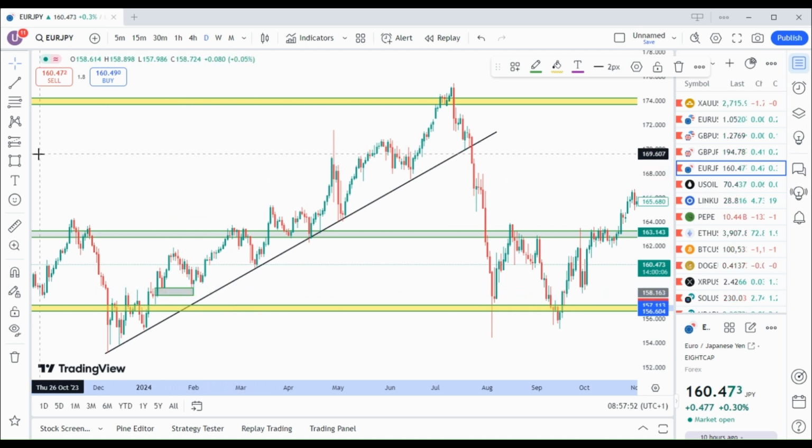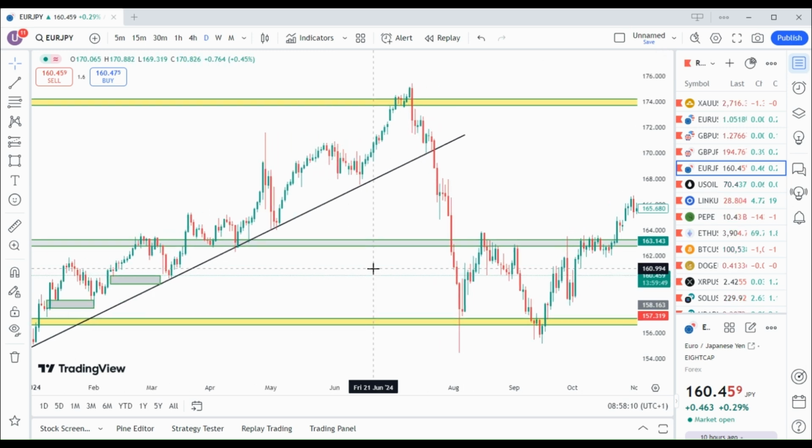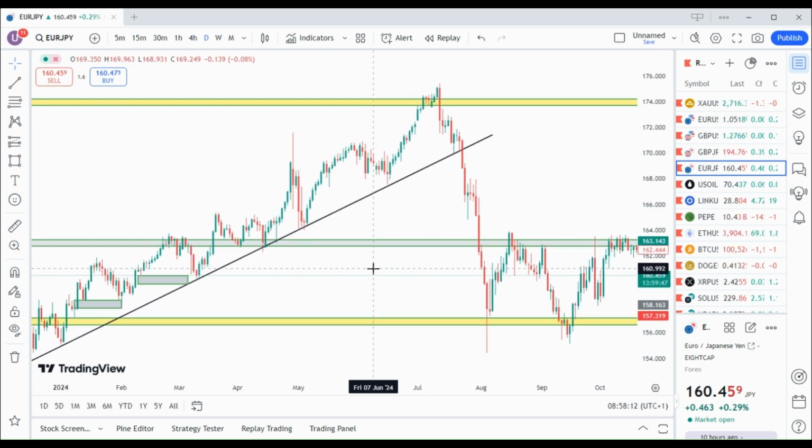There's also another fair value gap here. Let me show you. You need to train your eye. You can see this zone now that I'm drawing. I hope you are seeing it. Let me make this candle big so that you see it clearly.